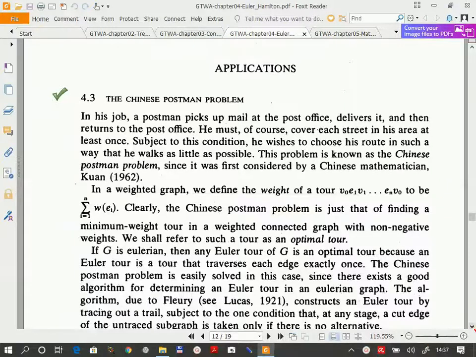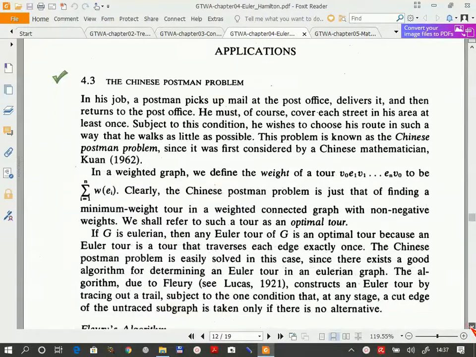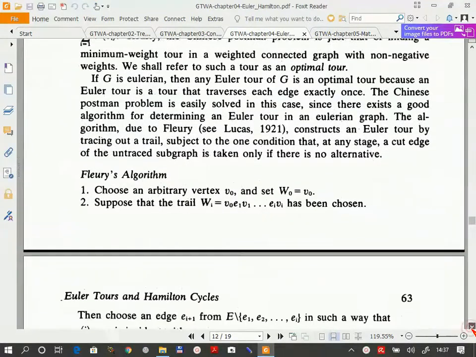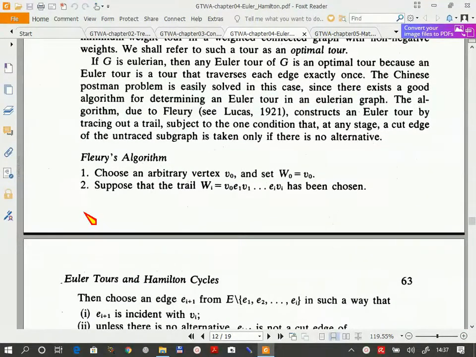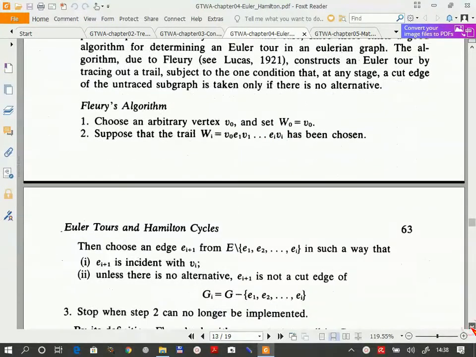Okay, which constructs an Euler tour, and the algorithm is this. Choose an arbitrary vertex, okay, and you put that vertex as V0. Then choose, now suppose that you have already taken in some vertices and edges V0, E1, V1, and so on, up to Ei and Vi.